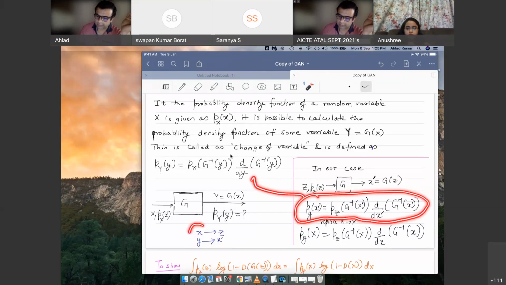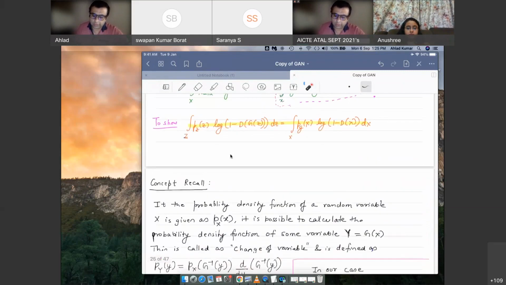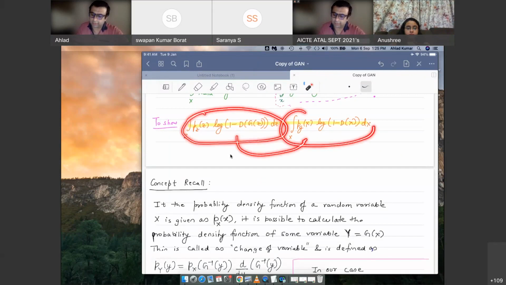You have to just substitute these values here to get these values over here. This is very simple, and just for transformation of the variables, it will not hurt us. So what we are doing is we are replacing x prime by x. So it was like this. So this is the expression that we are getting for Pg of x. So let us see how we can use this to get the equivalence of the left, which is given over here, to the equivalence of the right, which is given over here.